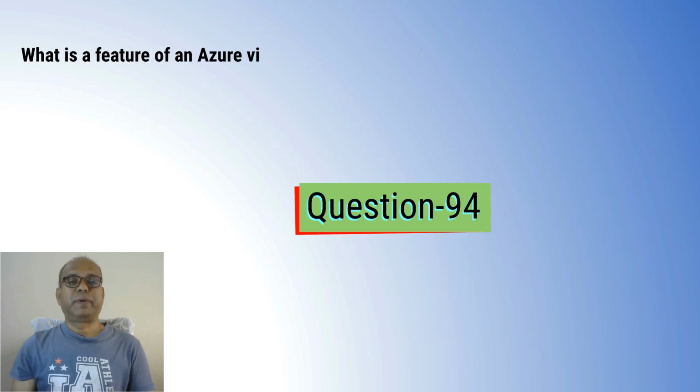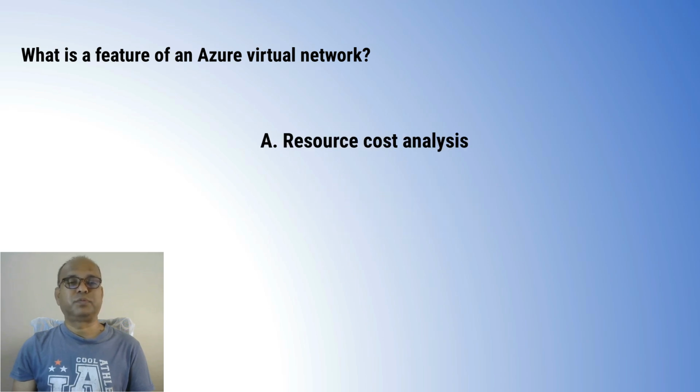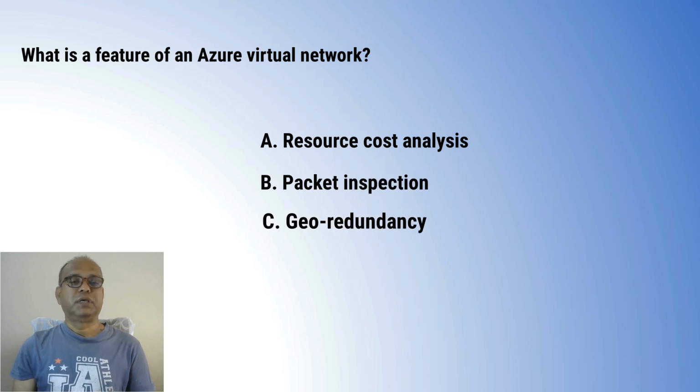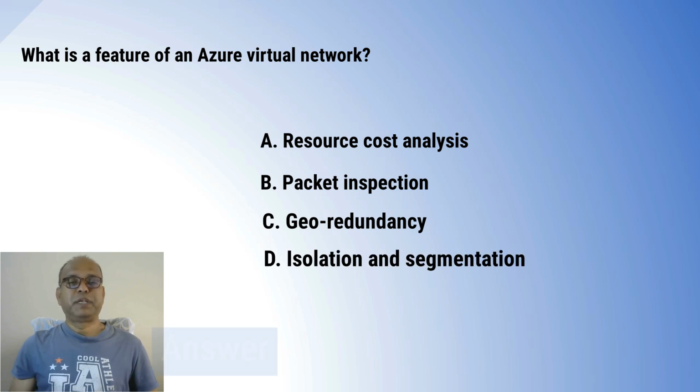What is a feature of an Azure Virtual Network? Option A, resource cost analysis. Option B, packet inspection. Option C, geo redundancy. Option D, isolation and segmentation. Answer. Implement network segmentation patterns on Azure.